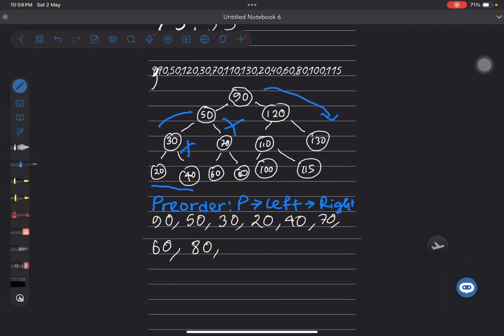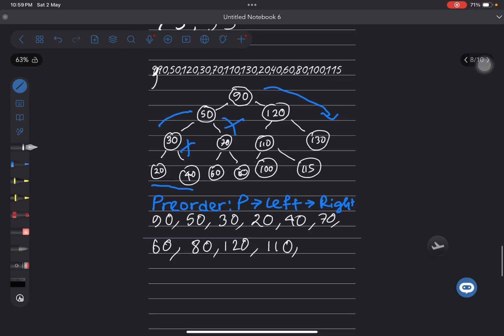we go to the right side, which is 120, and then we go to the left, which is 110, we go to the left, which is 100, we go to the right of 110, which is 115, and then we go to the right of 120, which is 130. Remember, we finish the left tree first and then we touch the right tree. So this is the pre-order of this tree, and now we have to write the in order.